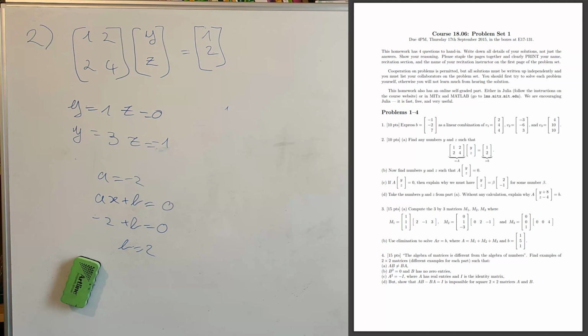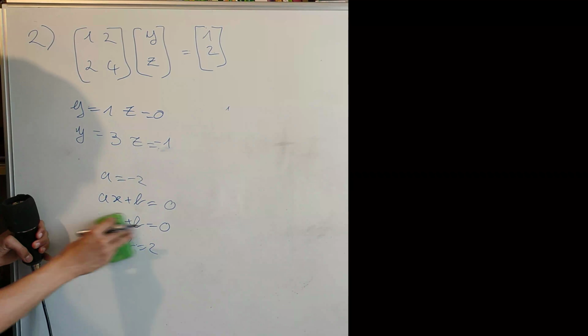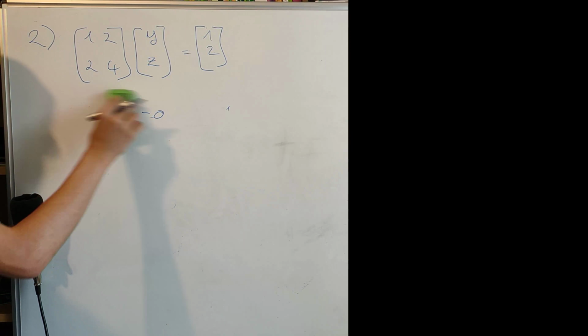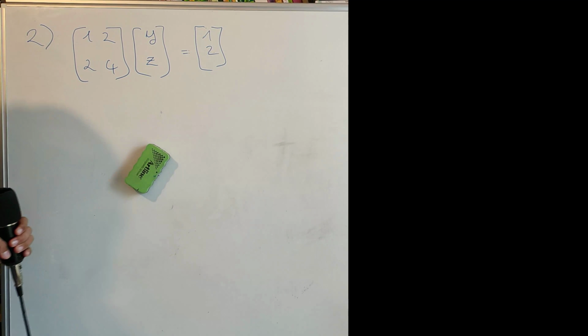Without any calculation, explain y plus 8, z minus 4. So plus 8 minus 4. I don't know how they expect me to do it without any calculations, so I don't understand the question.